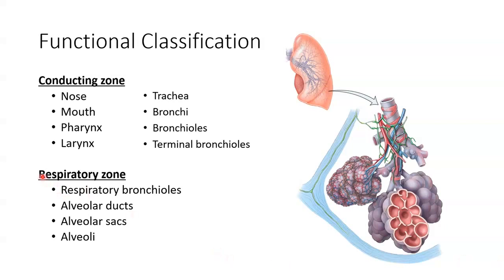The respiratory zone then begins at our respiratory bronchioles and consists of our respiratory bronchioles, alveolar ducts, alveolar sacs, and the alveoli themselves. And this is where gas exchange actually occurs. So the movement of oxygen from our lungs into the blood and carbon dioxide from the blood into our lungs.